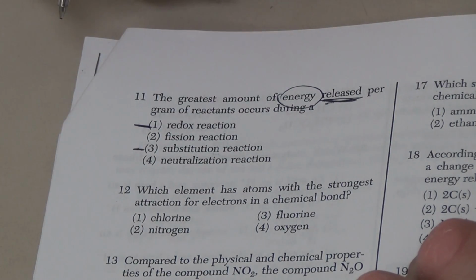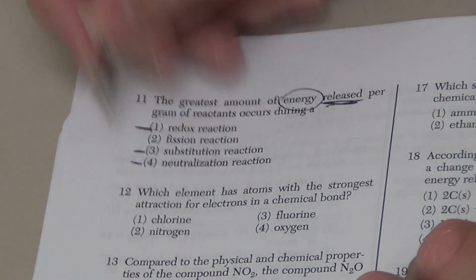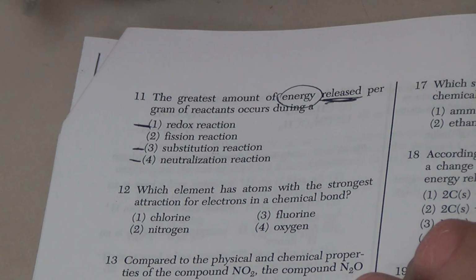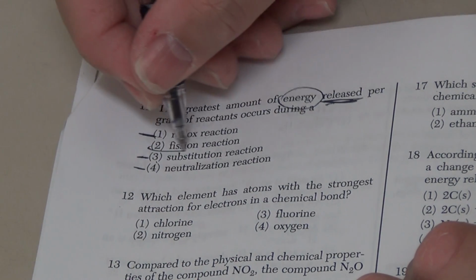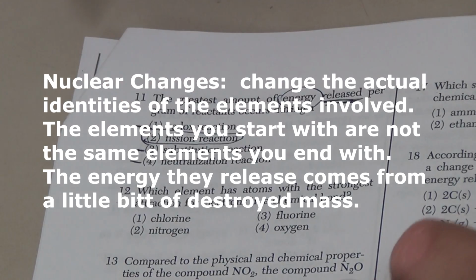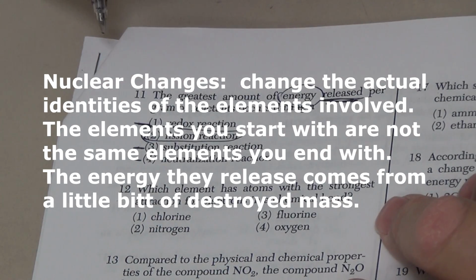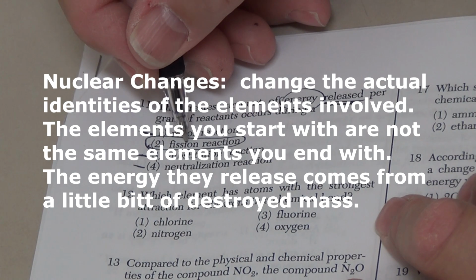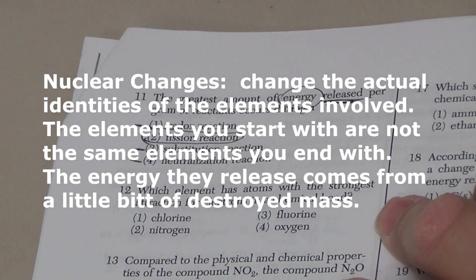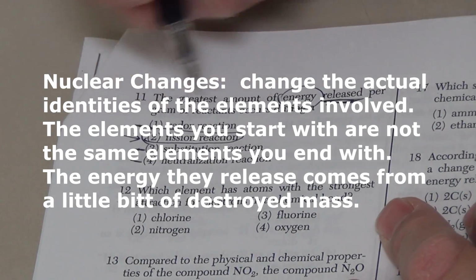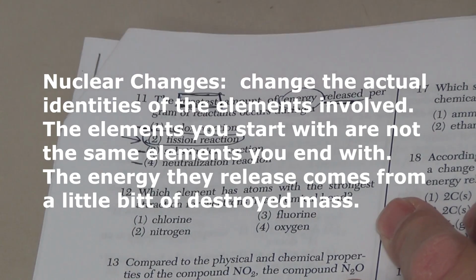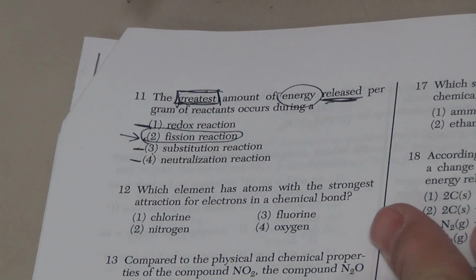Substitution is an organic chemical reaction, and neutralization is a reaction between acids and bases. So choice 1, 3, and 4 are all chemical changes. Is there anything that can give you more energy than a chemical change? Heck yeah, a nuclear change, like nuclear fission or nuclear fusion, where a little bit of mass is converted into a huge amount of energy. The nuclear change will win every single time with the greatest amount of energy.